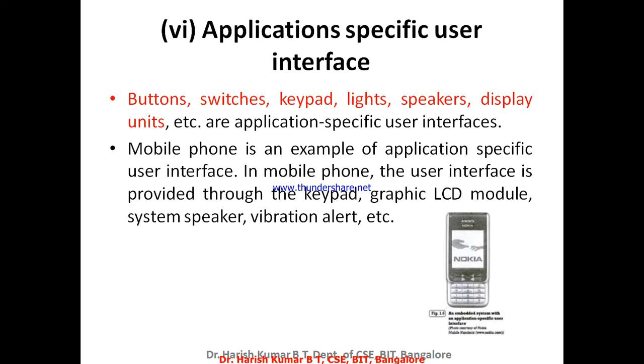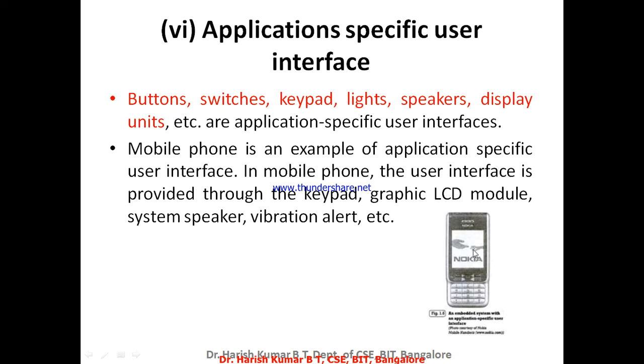Now, application specific user interfaces. In embedded systems, we are focusing only on the UI part. It is the interface, such as a graphical user interface, through which the user interacts with the system. Buttons, switches, keypads, lights, speakers, display units, etc. are the application specific user interfaces.